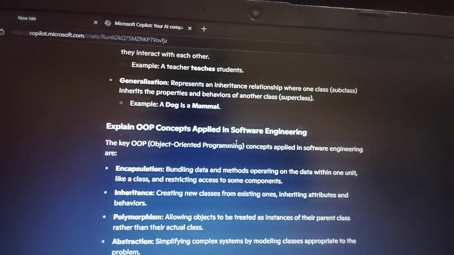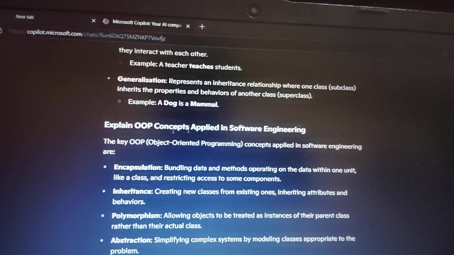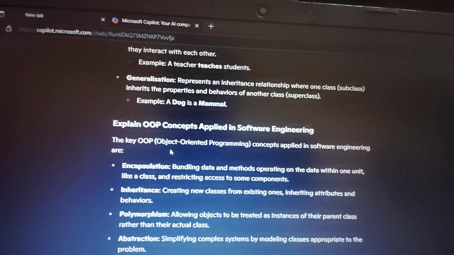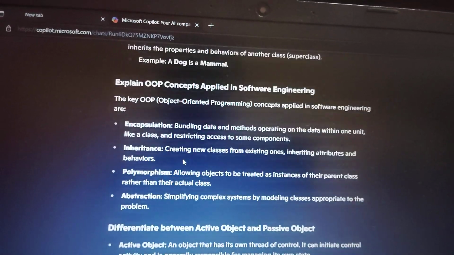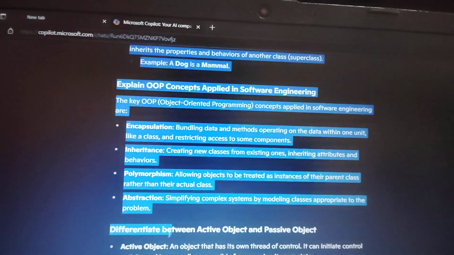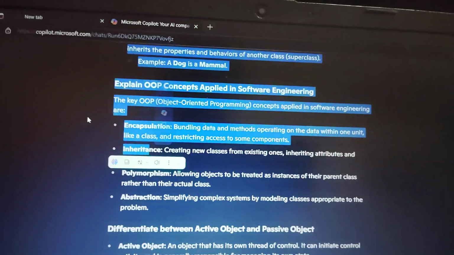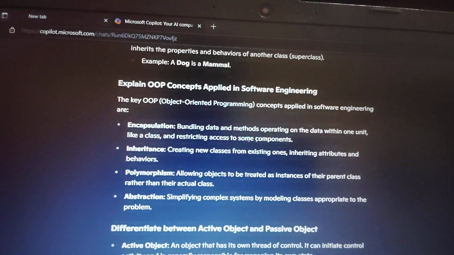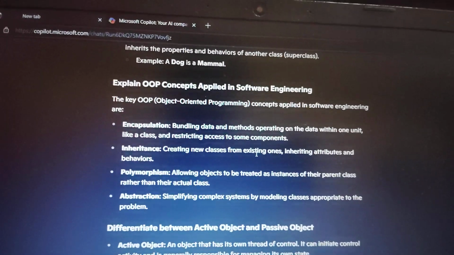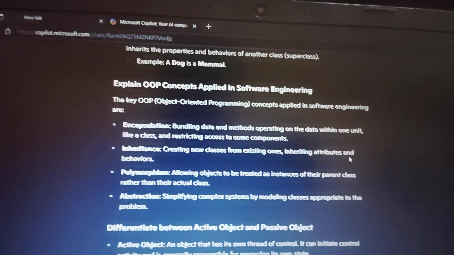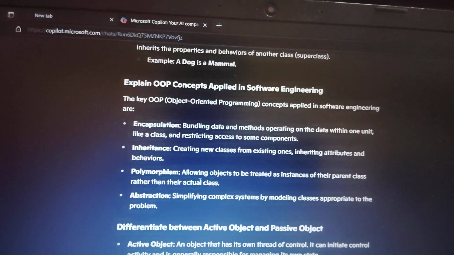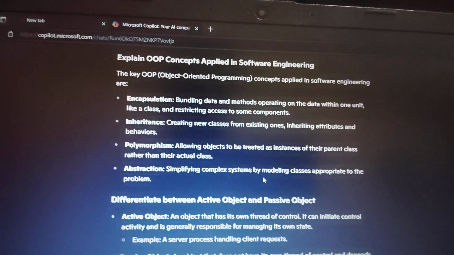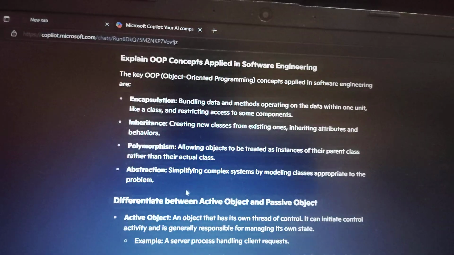Explain OOP concepts applied in software engineering. OOP is object-oriented programming. Encapsulation we already completed, no need of repeating. Just have a look: binding data and methods operating on data into one unit like a class, restricting access to some components. Inheritance is creating new classes from existing ones, inheriting attributes and behaviors. Polymorphism means having many forms. Abstraction means simplifying complex systems by modeling classes appropriate to the problem.